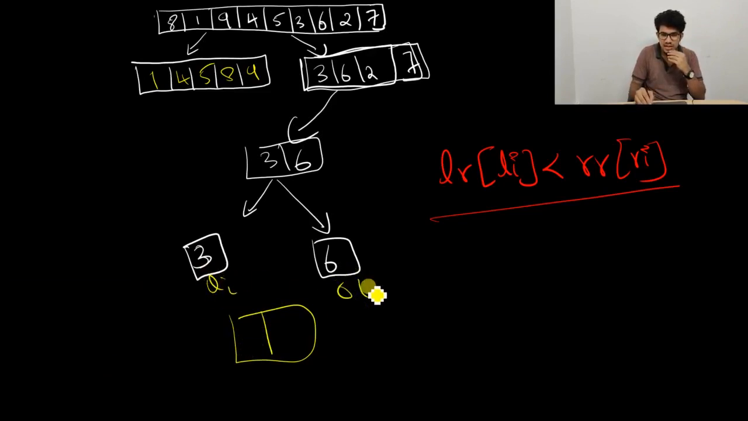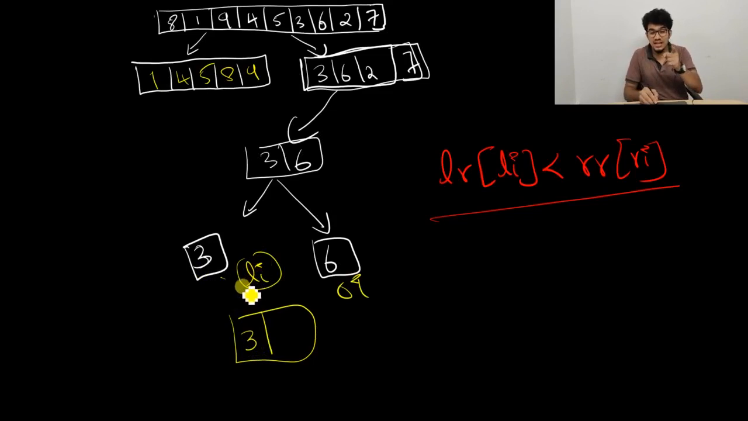Li is here, Ri is here. Is Li small or Ri small? Li is smaller. Store the Li first. Li will increment. Now whenever either Li or Ri goes array index out of bound, then whatever is there in the second array, simply store it as it is.